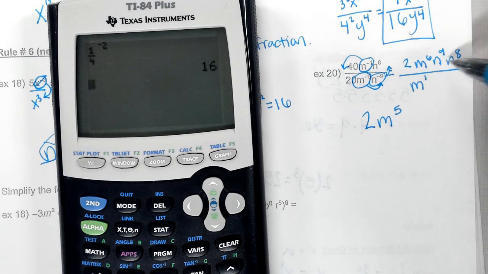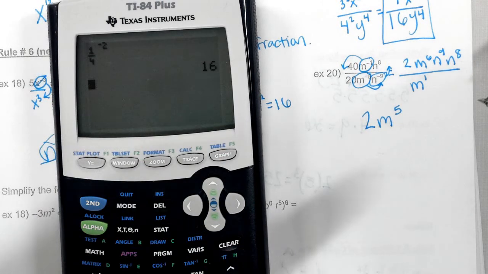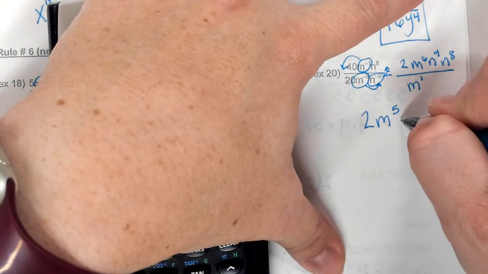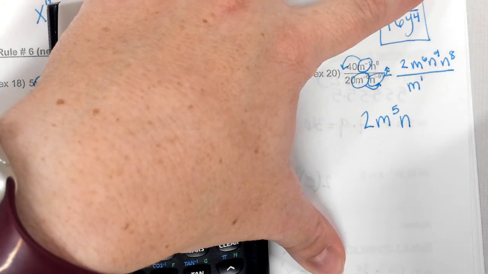Now, between the n's, is that addition, subtraction, multiplication, or division? Addition? That's what I'm going to do because it's multiplying, right? I'm going to add my exponents because they're multiplying. And what's 9 plus 8? 17.